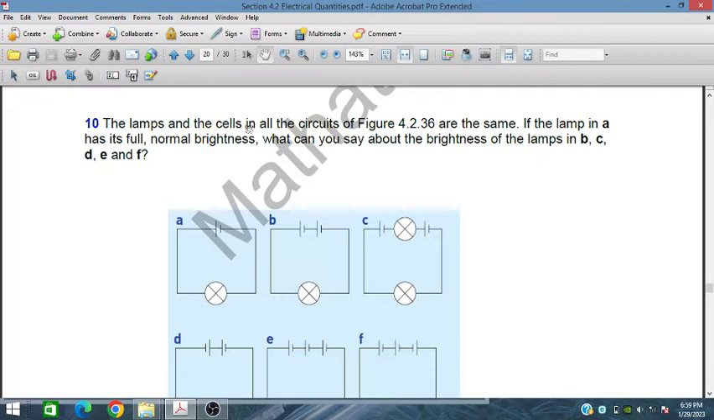The lamp and the cell in all of the circuits of figure 4.236 are the same. If the lamp in A has its full normal brightness, what can you say about the brightness of the lamp in B, C, D and F?